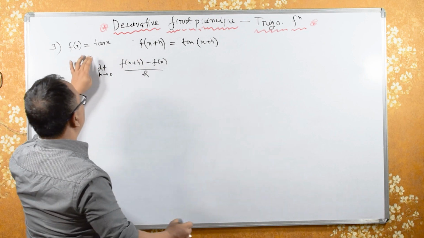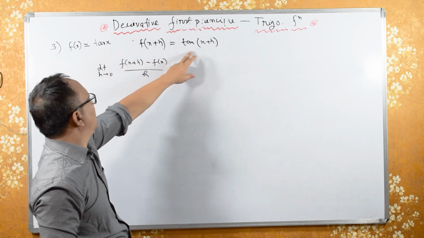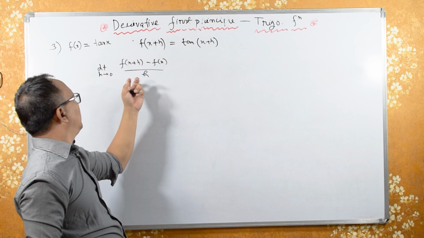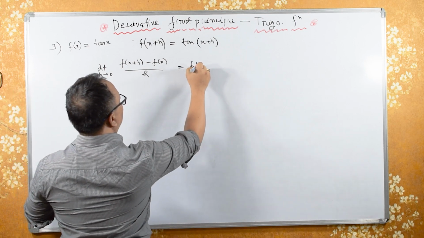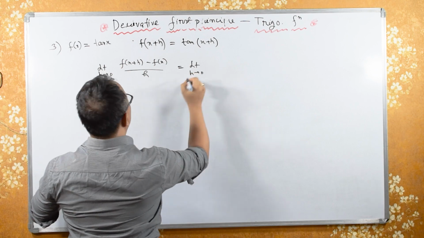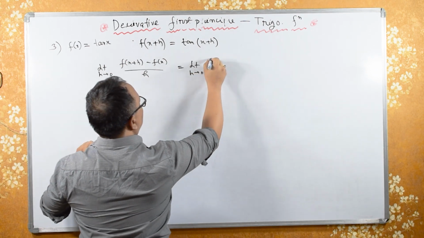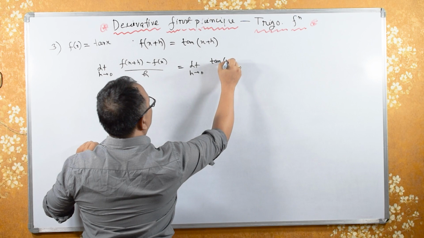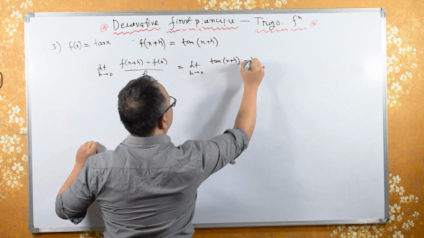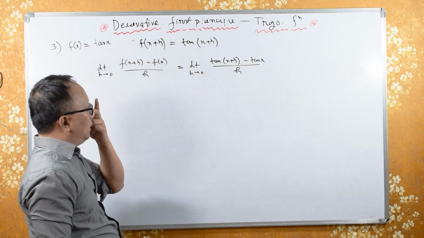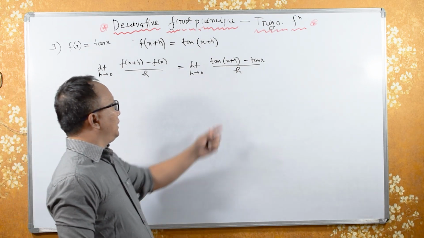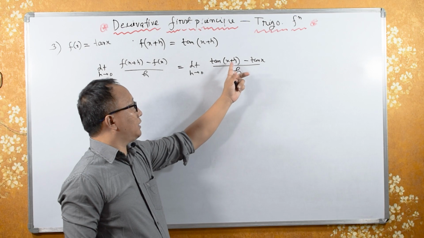So now what do we have to do? We have to substitute f of x plus h and f of x, and take the limit h tends to 0. This is the same as limit of h tends to 0 of tan of x plus h minus tan x upon h.